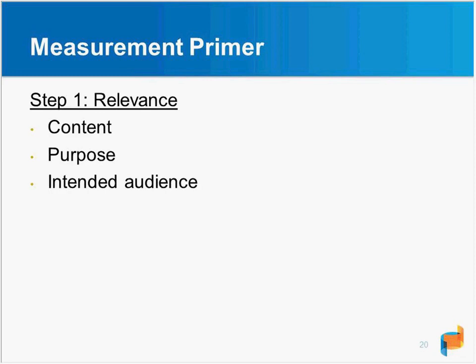So let us focus now on criterion 1 of our measurement primer, which concerns the relevance of a given instrument for your needs. The three main things that help determine the relevance of a tool are its content, its purpose, and the audience for which it was intended.